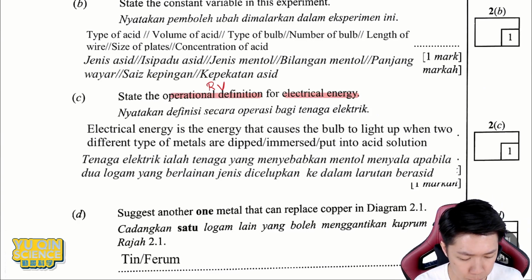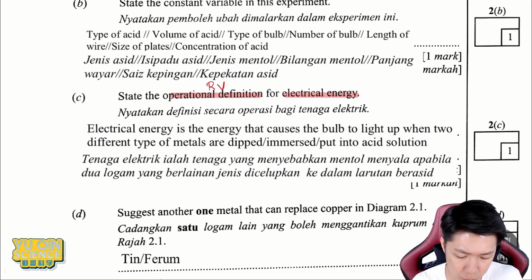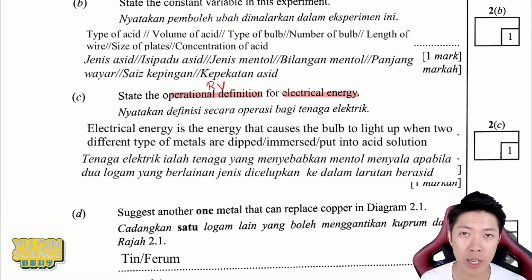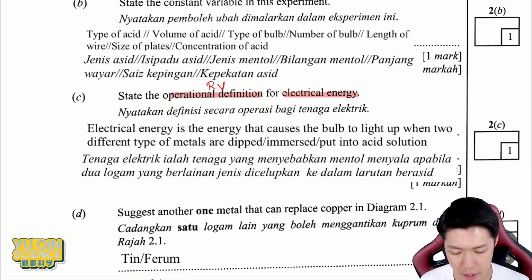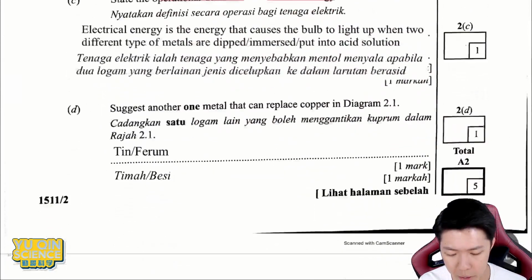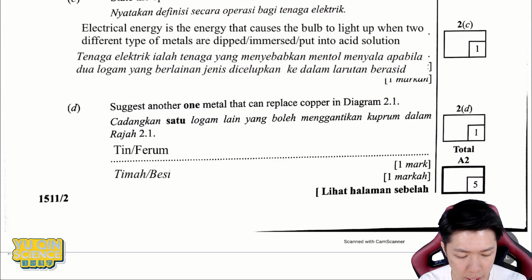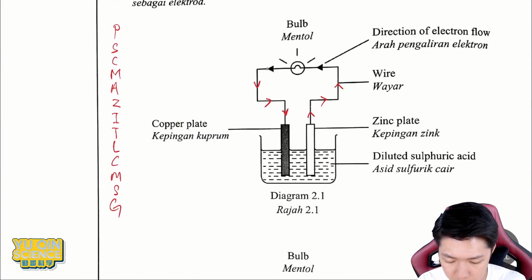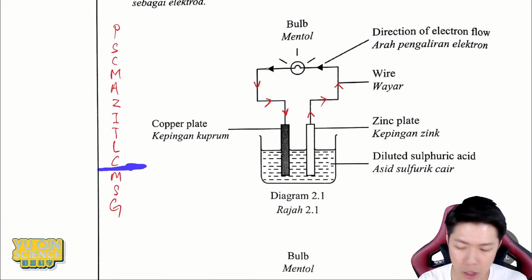Okay, but of course you also must mention, you know, two different types. If same type cannot, copper and copper, then not gonna happen. Okay, can? All right. Yeah, this one need practice one. D, next one. Suggest another metal that can replace copper. Any metals will do, I guess, as long as not lower than copper. I suggest don't go lower than copper. Copper is here. Don't go lower than that.